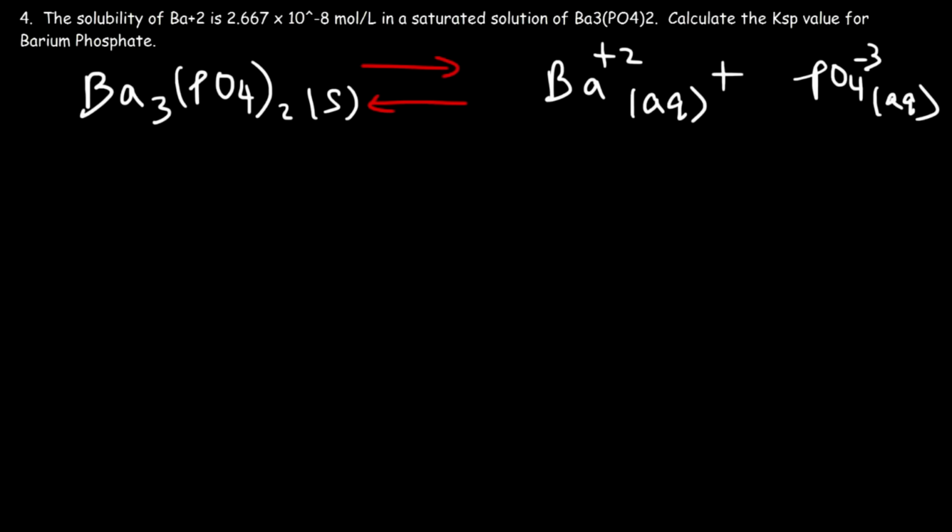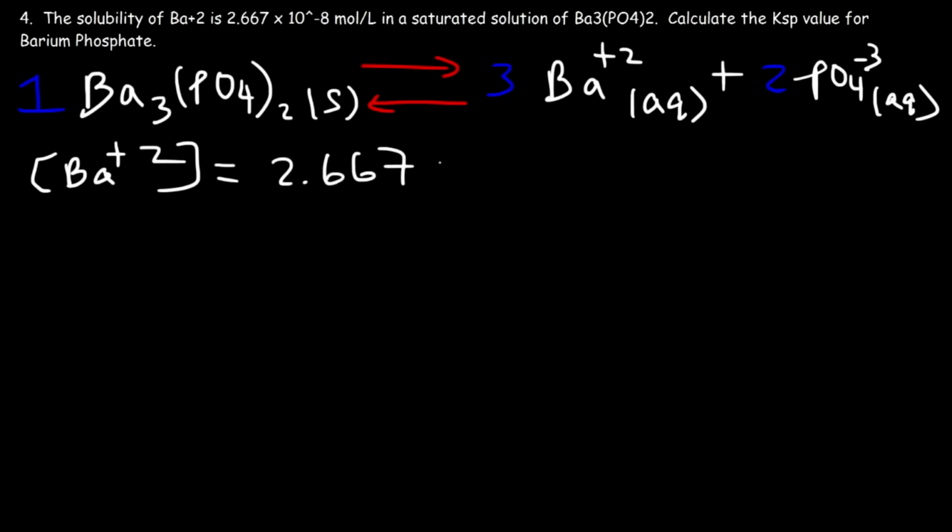And looking at the subscripts, it's 3 and 2. So to balance it, we're going to use a 1 on the left, a 3 in front of barium, and a 2 in front of the phosphate ion. Now we need to calculate the equilibrium concentrations of these two ions. We already have barium plus 2, which is good. The concentration for that is 2.667 times 10 to the minus 8. And that's in a saturated solution, so that's the equilibrium concentration.